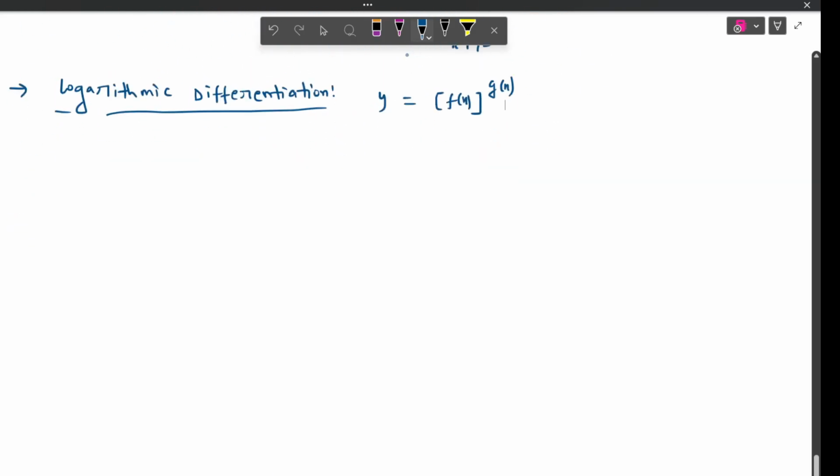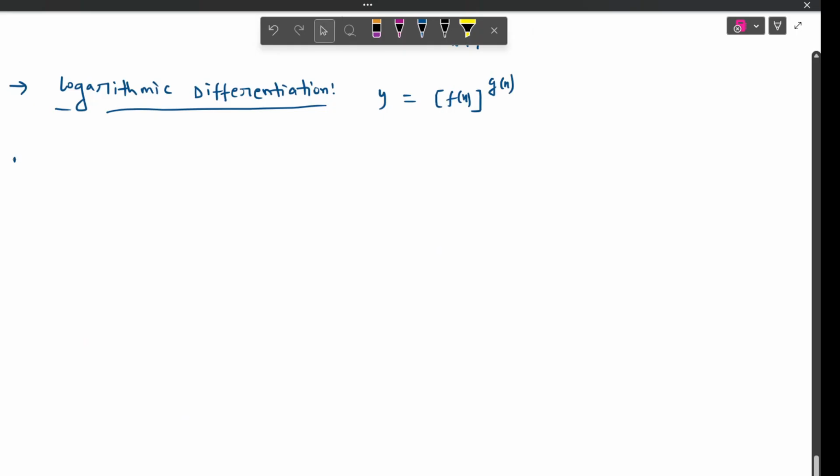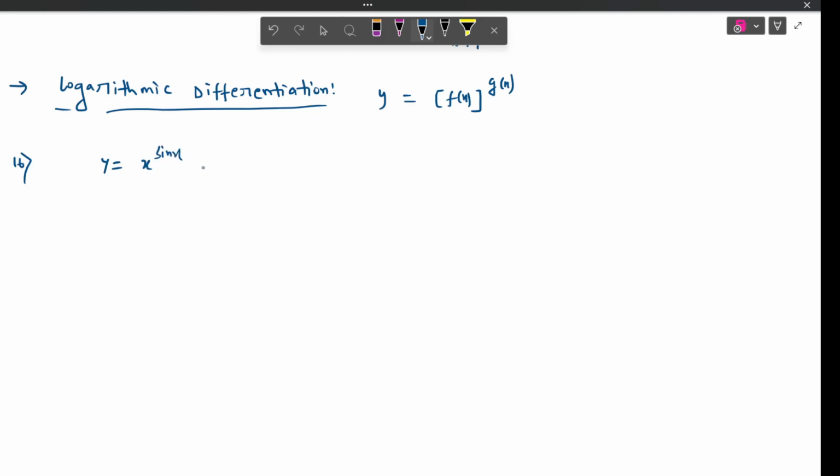So it will be our question number 16. Let us say y is x to the power sin x. This is function to the power function. So take log in both the sides. So you will get log of y equals to log of x to the power sin x. This sin x will come out, so it will be sin x into log of x.